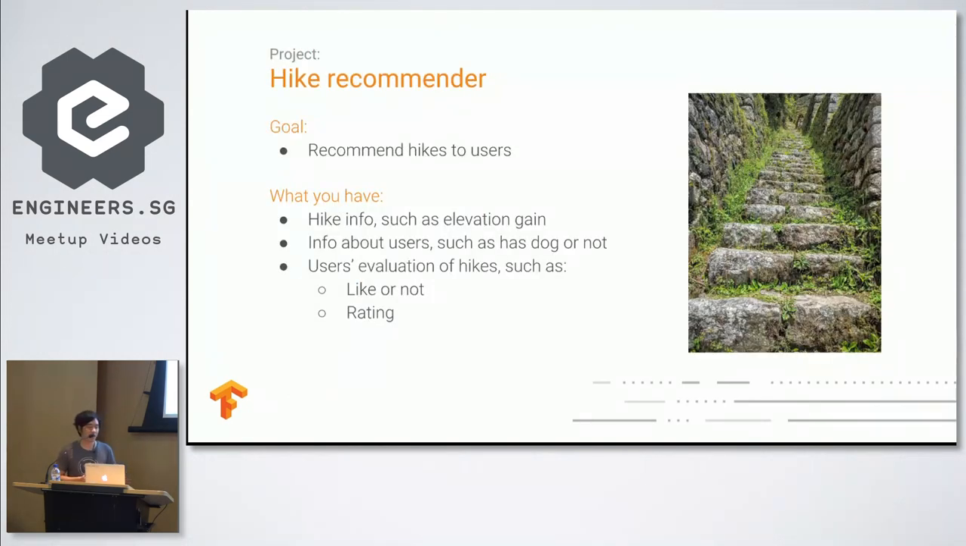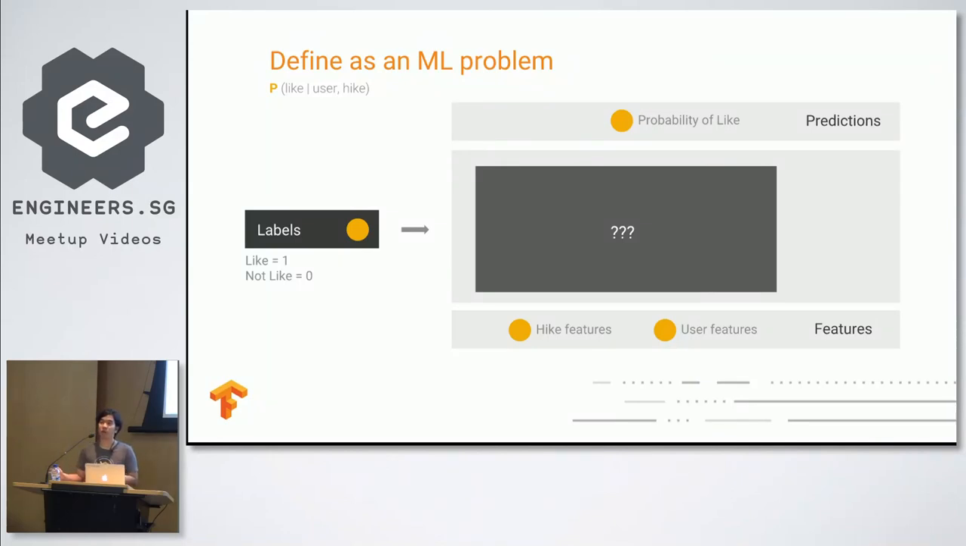So let's say you have a hike recommendation project, and your goal is to recommend hikes to users. The data that you have is hike info, info about users, and the interaction between user and hike, like this user liked this hike, or the rating that this user gave to this hike. We can turn this into a really simple machine learning problem. The features are hike and user, and you want to predict whether this user will like this hike or not. So the label is 1 or 0, like or not like. This is a standard machine learning problem, a binary classification. They have a pre-made estimator called DNNClassifier that you can use immediately.